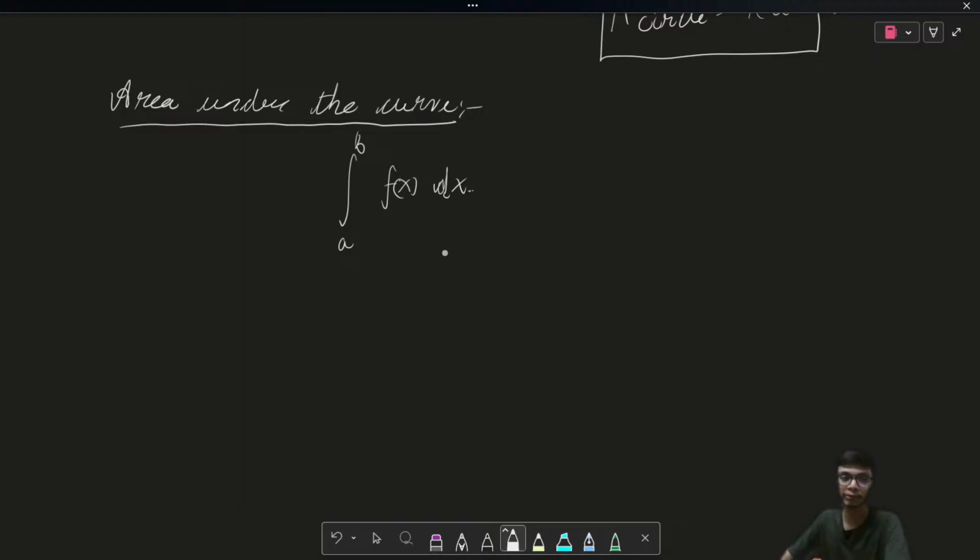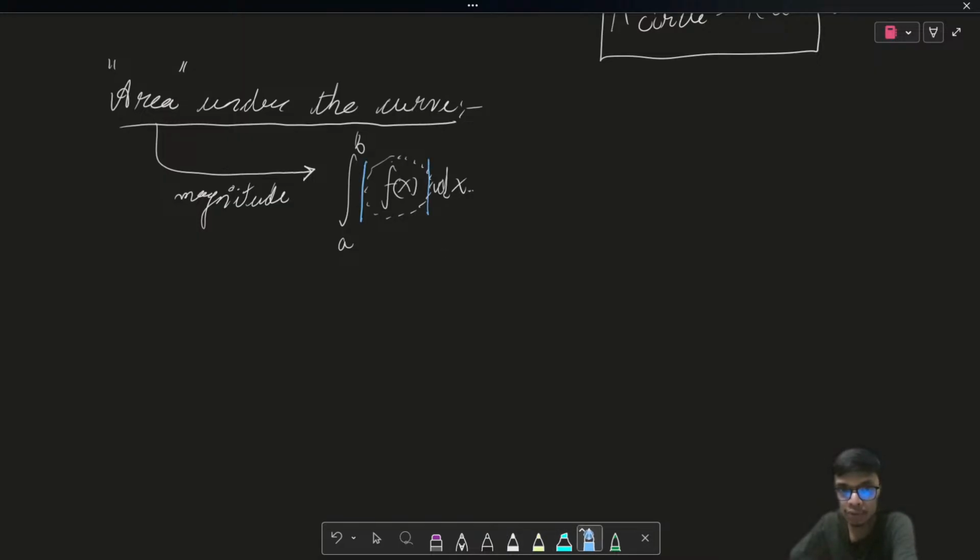Now please note that when I refer to area under the curve, I actually refer to the magnitude. I don't care whether my function is negative or positive, that means whether this f(x) is positive or negative in that interval from a to b. What I am concerned about is the magnitude. So I use a mod of f(x), and that gives me the area under the curve.